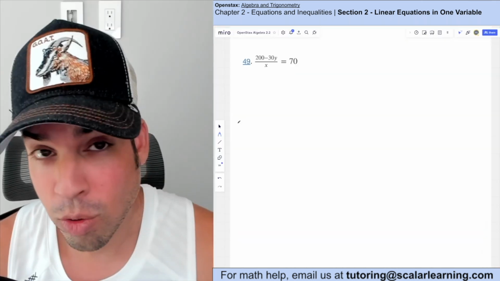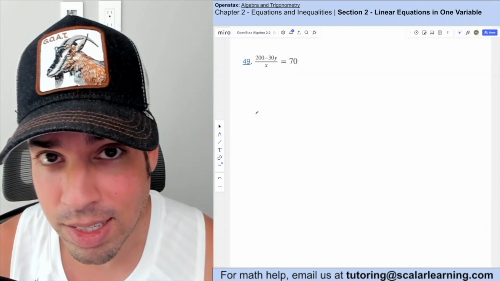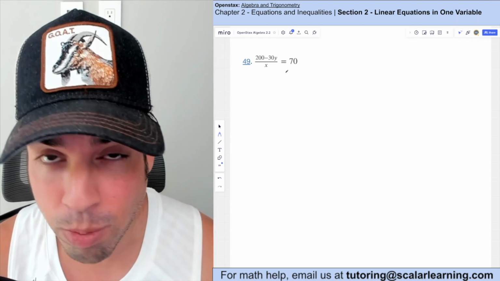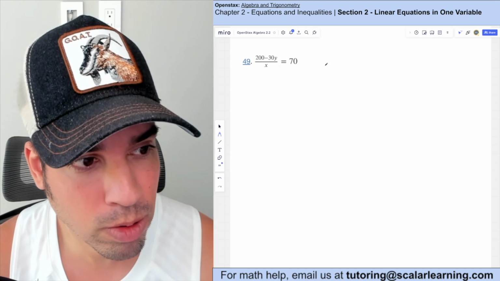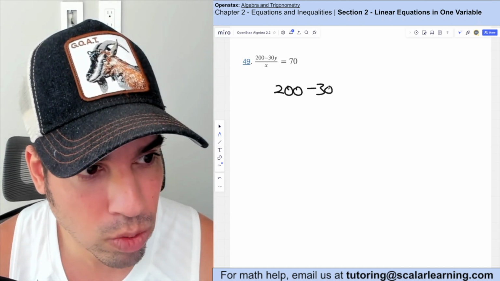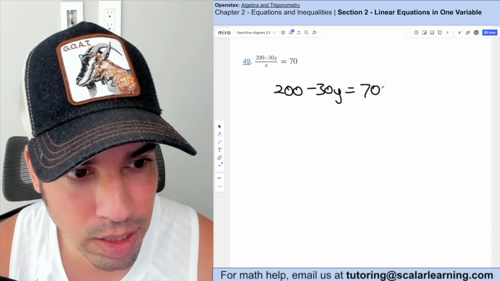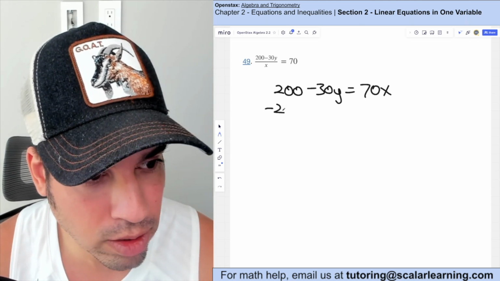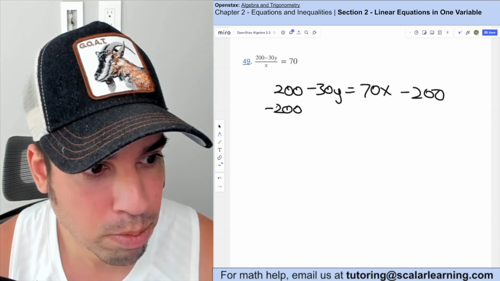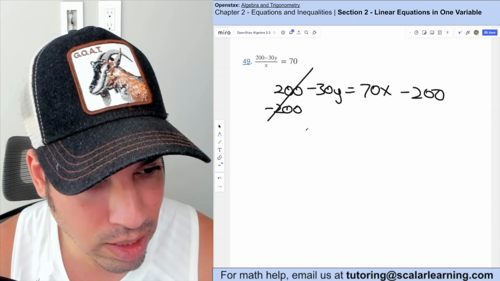Boom, done. So again, in this one, I'm going to show you how to do this on Desmos as opposed to a TI calculator. We don't even need to put it in slope-intercept form, but I'll do it anyways. So first I'm going to multiply both sides by x. So we have 200 minus 30y equals 70x. Then I'm going to subtract 200 from both sides, like so. Boom. And then divide everything by negative 30.